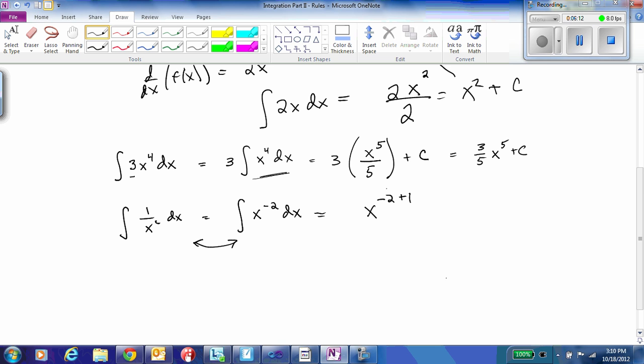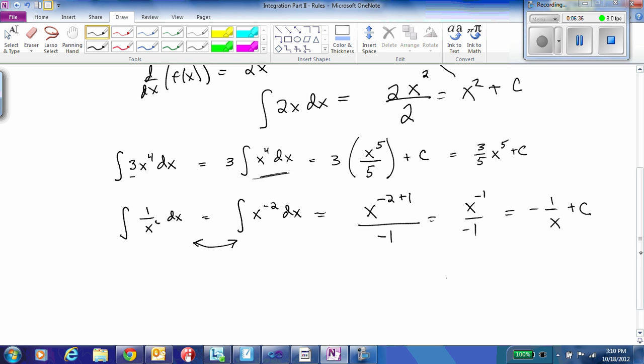Make sure that you remember that you're adding a positive value to a negative number. And then I have to divide by the new power. So minus 2 plus 1 is minus 1. So I would end up with x to the minus 1 over minus 1. And then simplifying this would be negative 1 over x plus the constant. So there's some examples of the power rule.